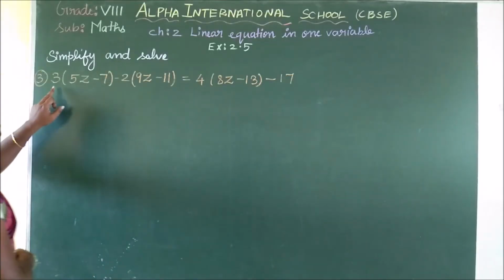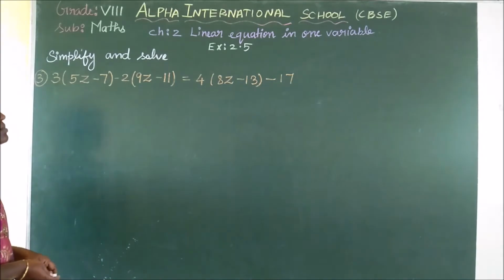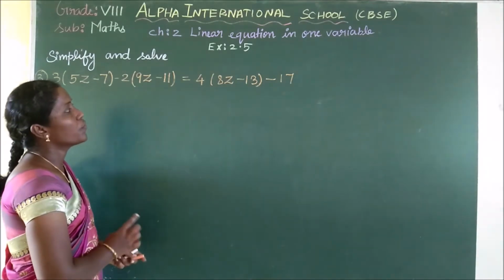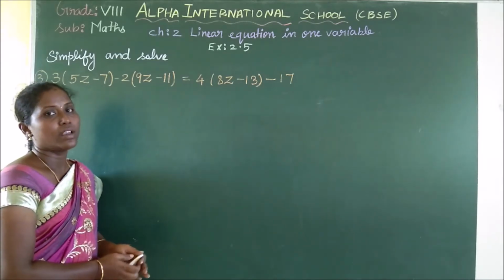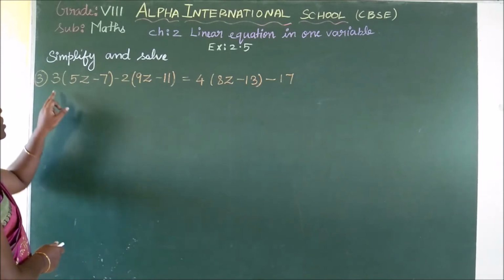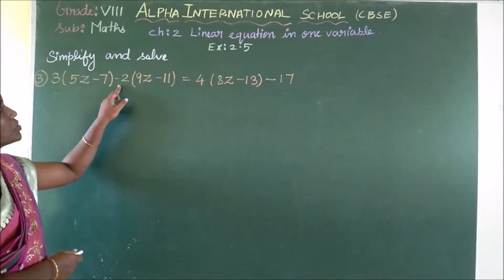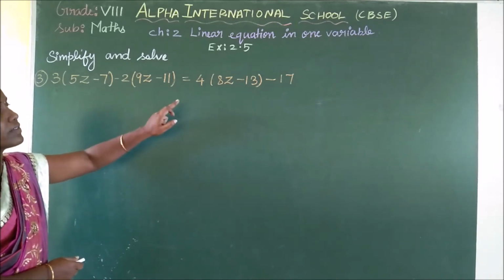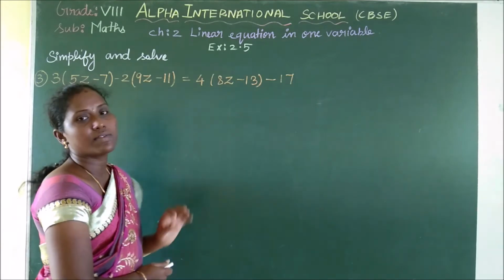Problem: 3 into 5z minus 7, minus 2 into 9z minus 11, equal to 4 into 8z minus 13, minus 17. Okay, so first be clear with the question. Here 5z minus 7 should be multiplied with 3. Here minus 2 should be multiplied with 9z minus 11. 4 into 8z minus 13. Minus 17 is subtracted.